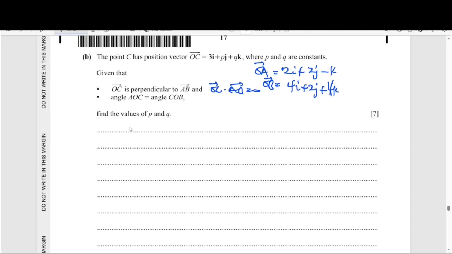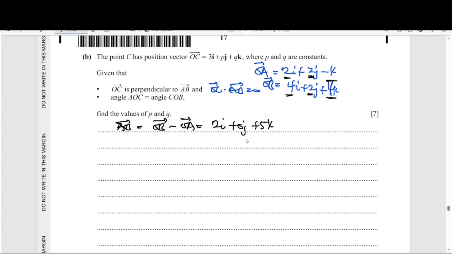So AB is the end vector minus the initial vector. So OB minus OA, so you are subtracting A from B. So 4i minus 2i is equal to 2i. Then 2j minus 2j is 0, so let me add plus 0j. Then 4k minus minus k is going to be plus 5k. And that is our vector AB.